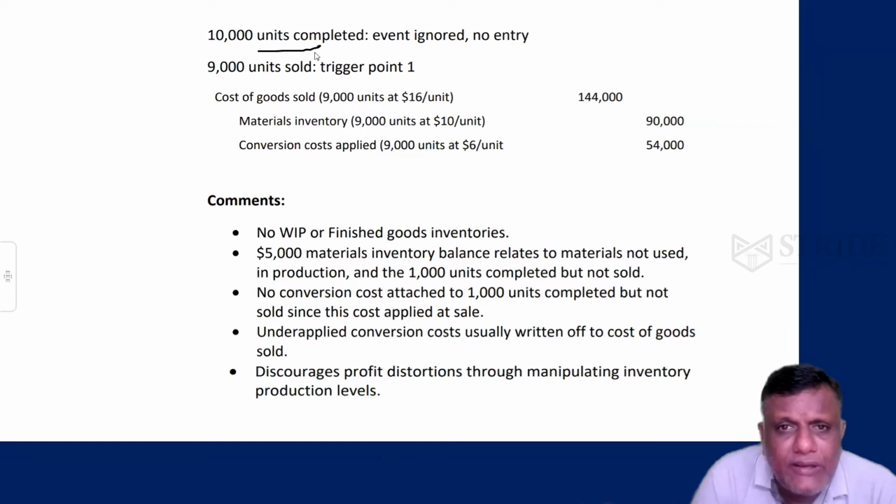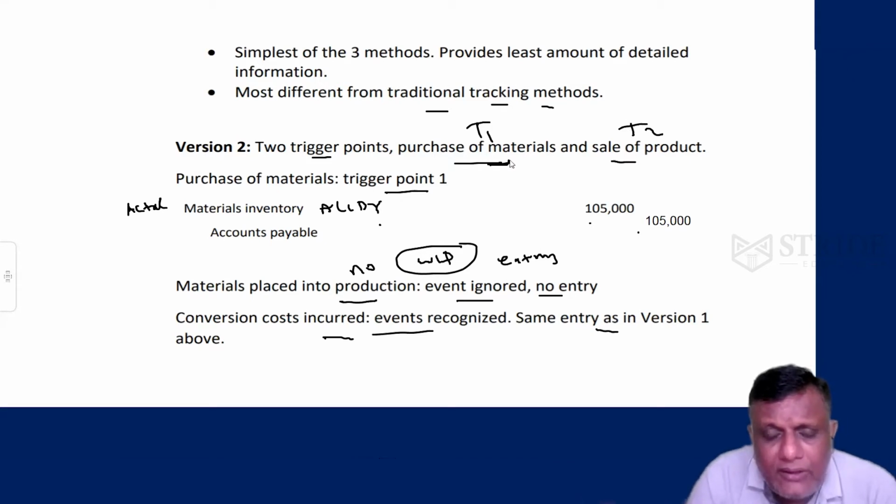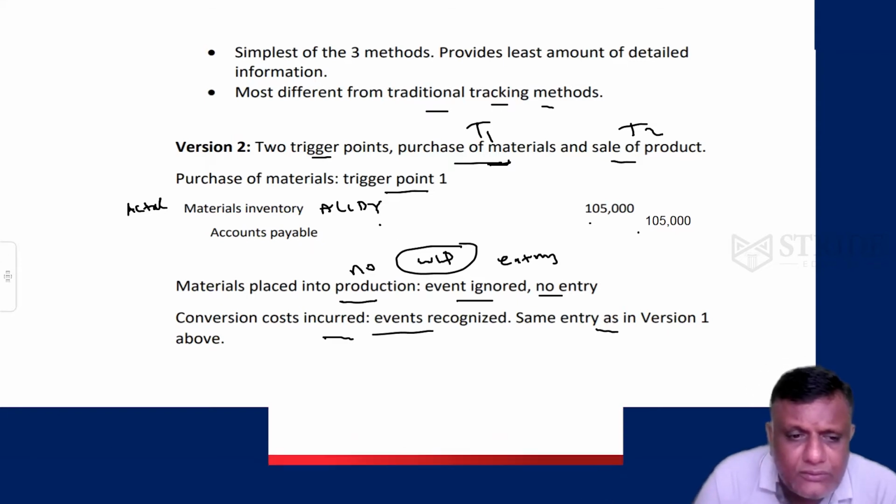So 10,000 units completed, events ignored, no entry. 9,000 units sold, trigger point. Because the trigger points here, as I mentioned, are purchase of material, trigger point 1, and sale of product, trigger point 2. When these happen, make an entry. So material control debit to accounts payable account, 105,000.